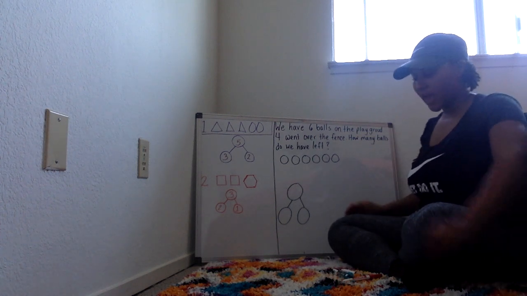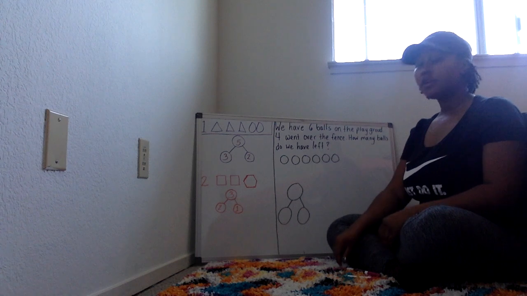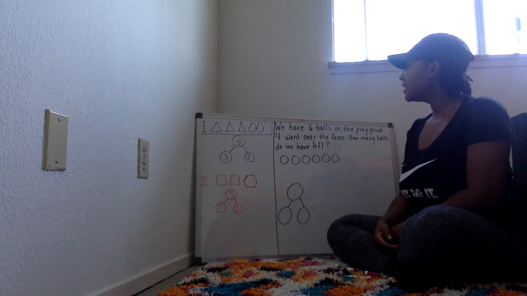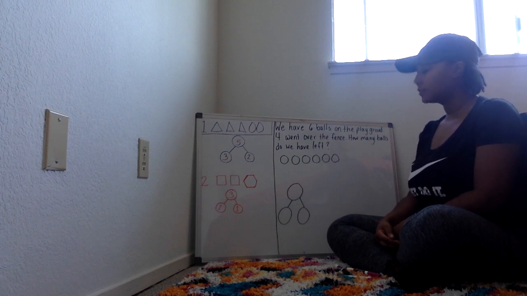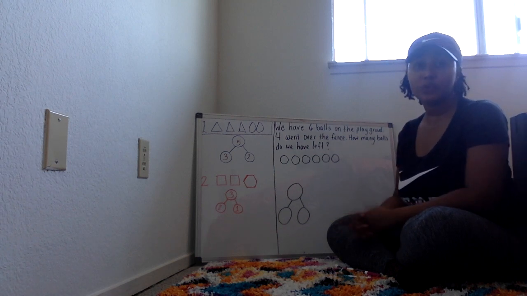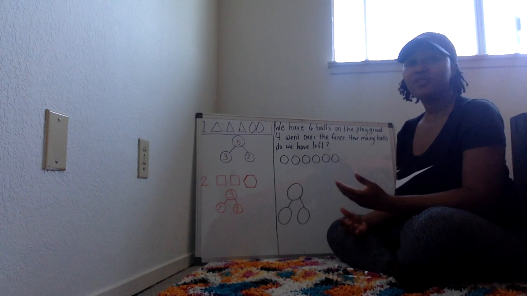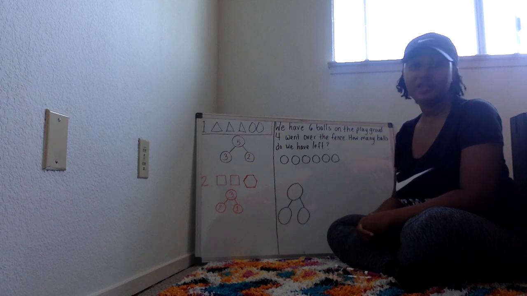Now let's get started with our number story for today. First, I'm going to read the number story to figure out what's happening. The number story says that we have 6 balls on the playground. 4 balls went over the fence. How many balls do we have left? Now I'm going to retell the story in my own words. I know that we started with 6 balls, and 4 of them went over the fence. We're trying to figure out how many are left.